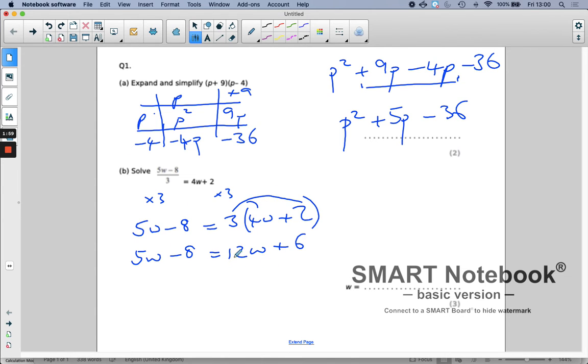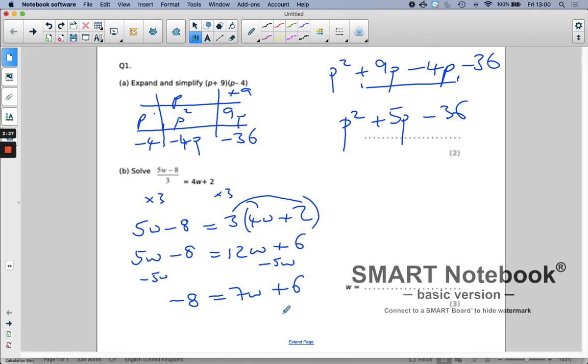Now I want to get to a point where I've got all of my w's on one side. It doesn't really matter which way round we go. Okay, by habit I would normally put the smaller amount of w's over on the side where there's a bigger amount of w's. So I'm going to subtract 5w from both sides. Okay, that leaves me with negative 8 on this side. 12w minus 5w is 7w, and then plus 6 on this side.